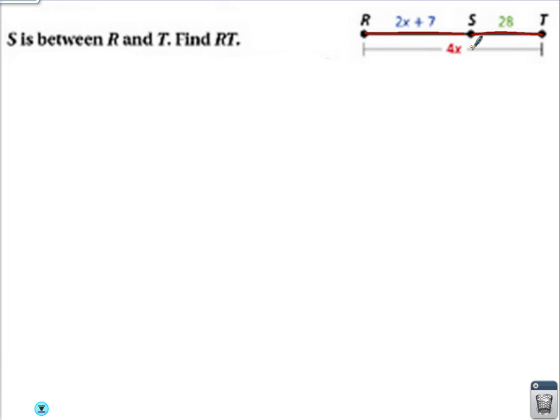The distance from R to S plus the distance from S to T has to equal the whole distance. Everybody see where that equation came from? The whole is equal to the sum of its parts. The parts here are 2x plus 7 and 28. If you add those two parts together, you're going to get the whole thing, 40. That's how you work those other problems.